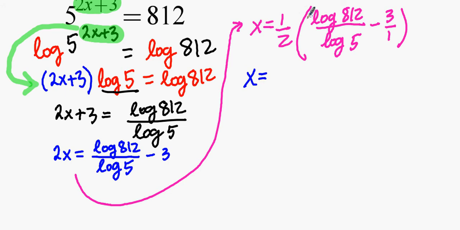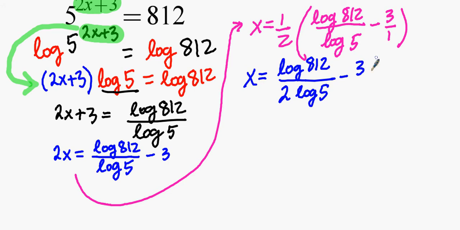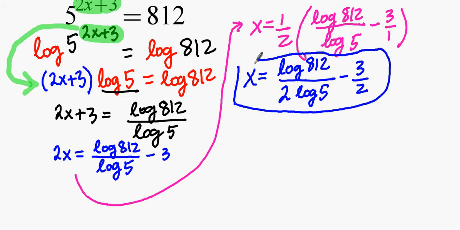So if I distribute, I get 1 times log 812 is log 812. Then 2 times log 5 is just 2 log 5. And then the next thing is 1 times negative 3 is just negative 3. And then 2 times 1 is 2. So this is one form of your answer. Log 812 divided by 2 times log 5 minus 3/2.